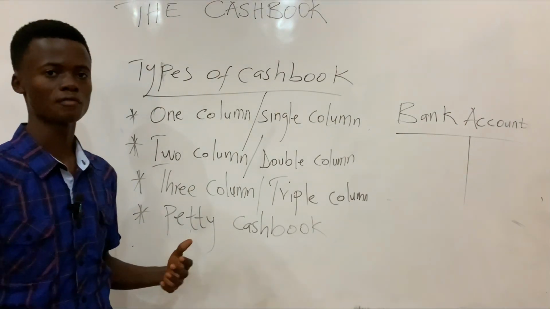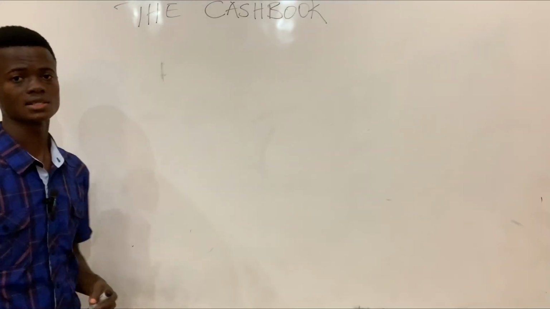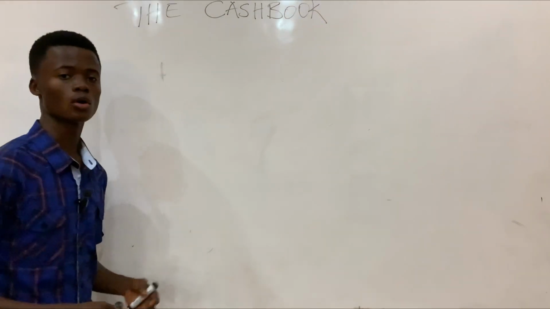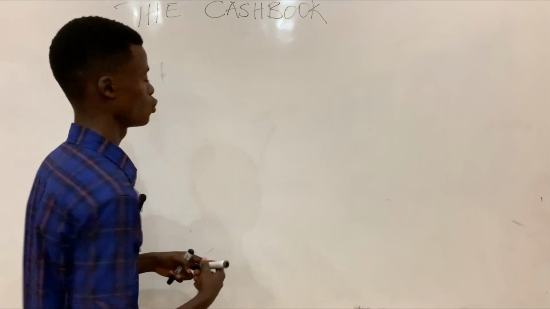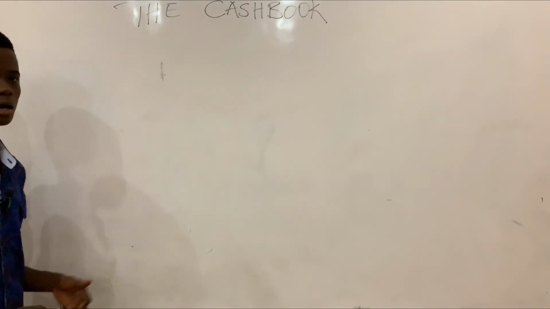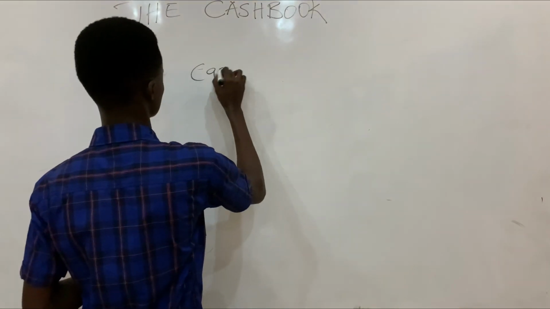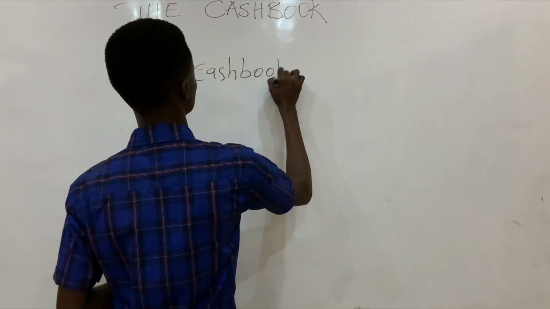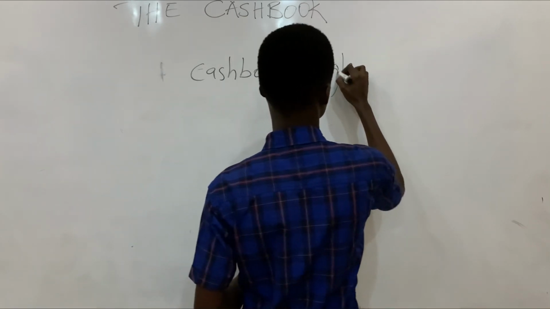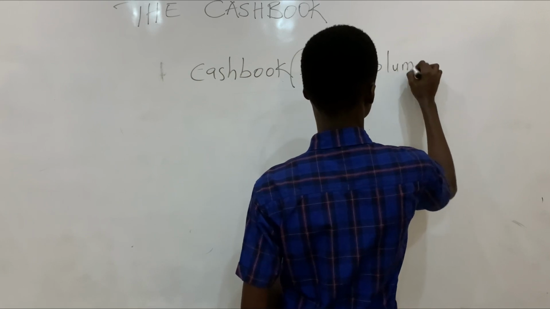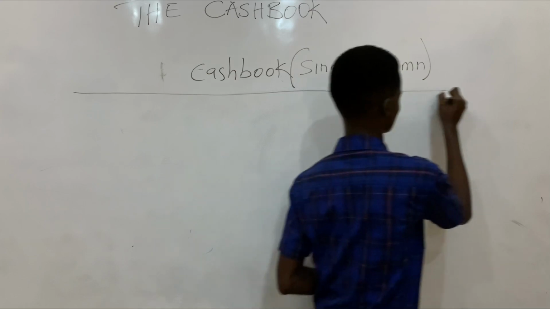So let's get to know the format of each of these cash books. As said earlier, the 1-column or the single column cash book has the same features as any other account. So it has the title of the account as any other account. So we will write cash book into bracket single column. Then we will neatly underline it.